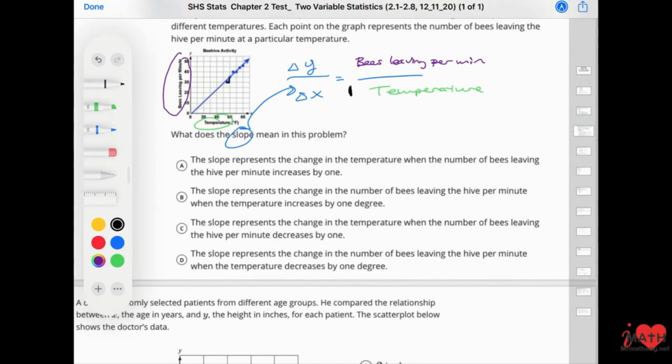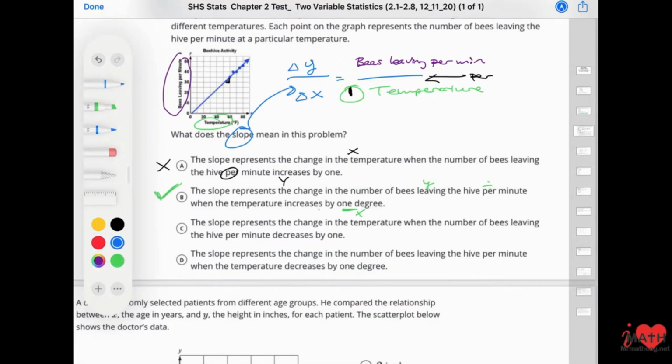The slope represents the change in temperature per the number of bees leaving the hive. So this would be x over y, and per means division. So it's not that one. The slope represents the change in the number of bees leaving per minute. So that's the y. Per, no, that's the wrong per: when the temperature increases by 1 degree. So the 1 degree is good because that represents x equals 1. So that would be good.